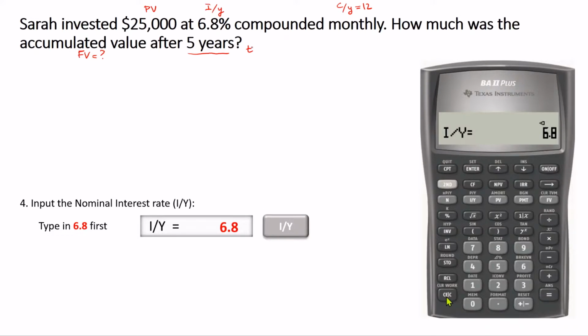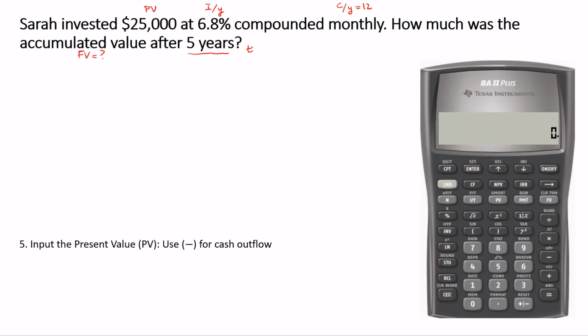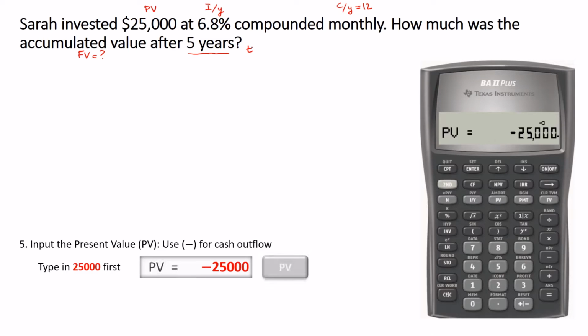Now you press clear. Moving on to the next input variable, which is PV. PV is 25,000. It's investment, and in investment, present value is considered cash outflow and therefore has a sign of negative. So we input 25,000 and then we change the sign using this key here to negative. Now we press PV, and PV is set to negative $25,000.